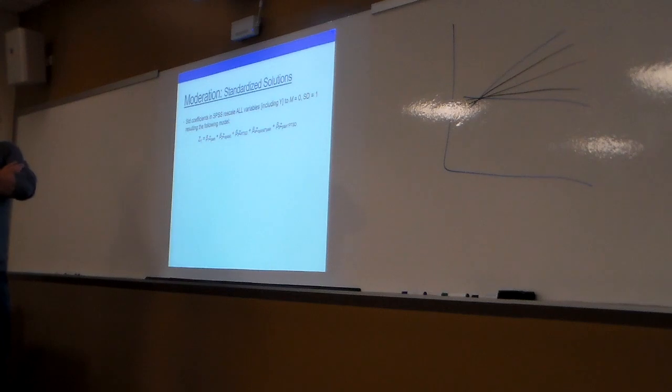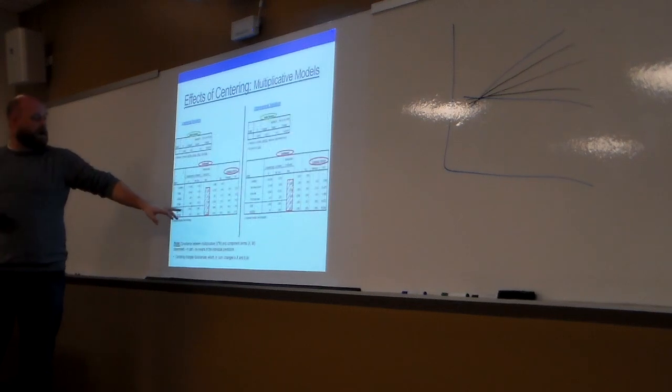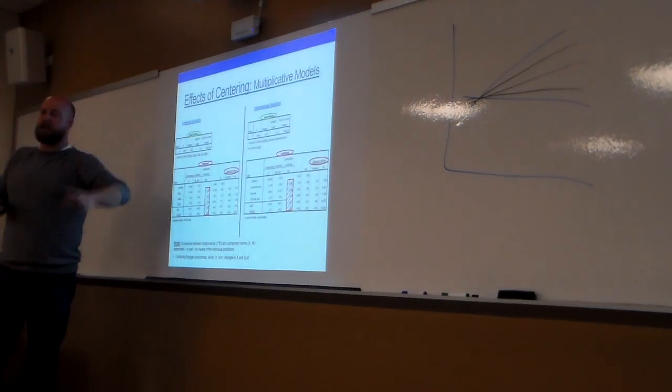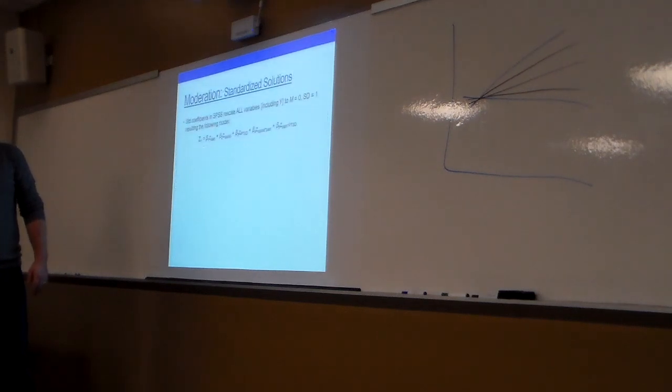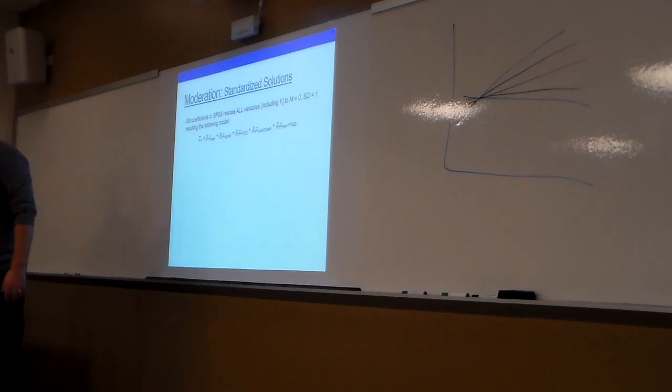There's an issue that comes up with SPSS. You'll notice throughout each one of these, I've got a boxed area around all your standardized coefficients for your multiplicative effects. That's because if you run these moderation analyses, the standardized coefficients that you get from SPSS are not correct.